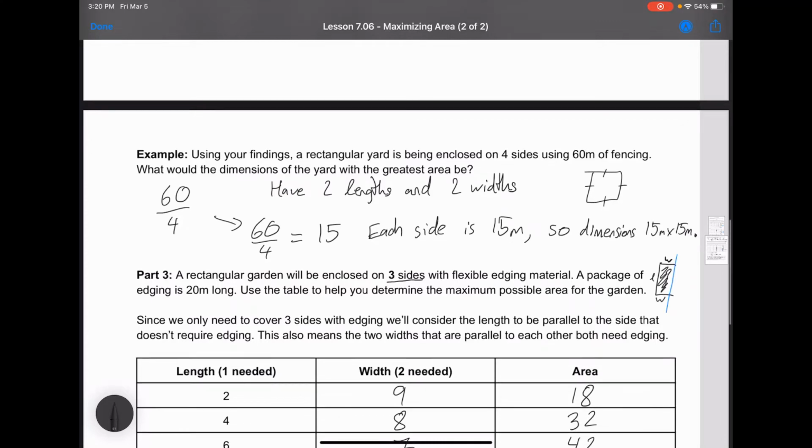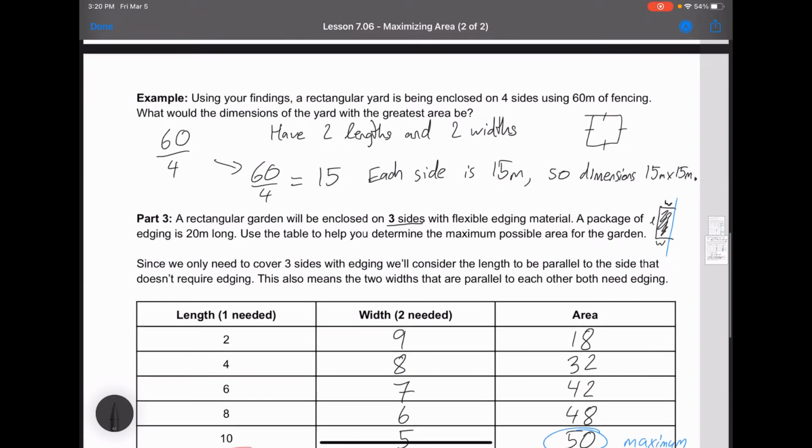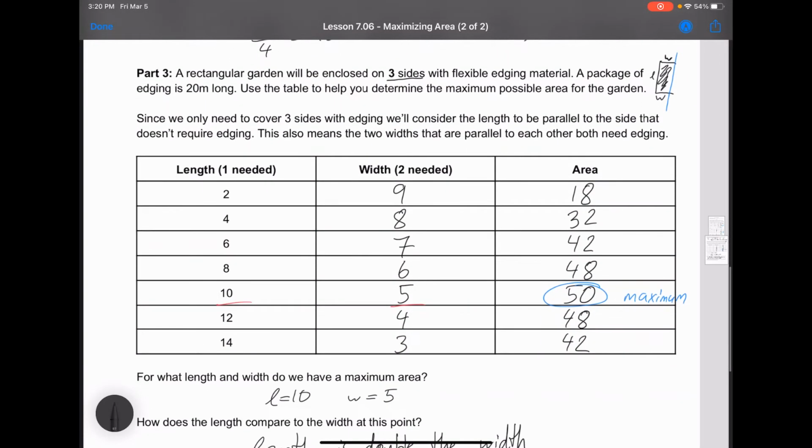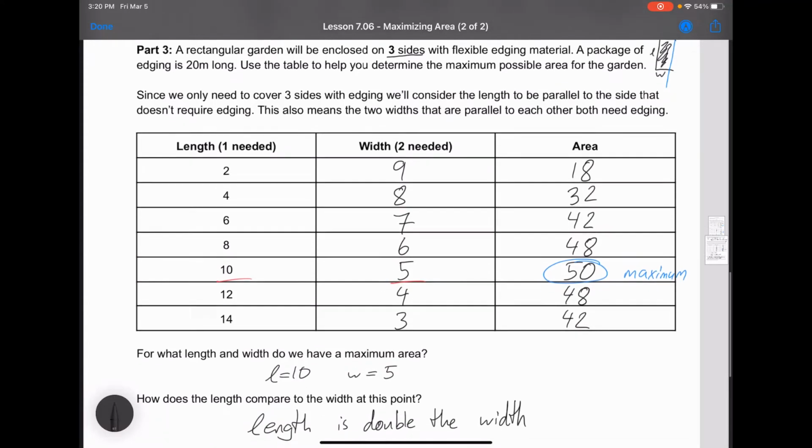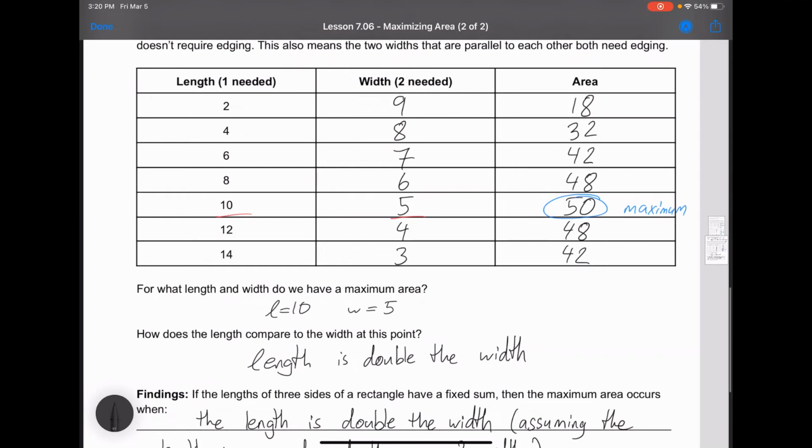All right, so that was looking at maximizing the area if you had 4 sides to work with. This next one is a little different because you only have 3 sides to work with, because you have one fixed side. So you only have 1 length and 2 widths. If you filled in the chart, you would have started at 9, because 2 widths of 9 would make a perimeter of 18, plus the 2 would give you the 20 that we wanted. And then you just had to figure out the corresponding areas. You would reach a maximum of 50 when you had a length of 10 and a width of 2.